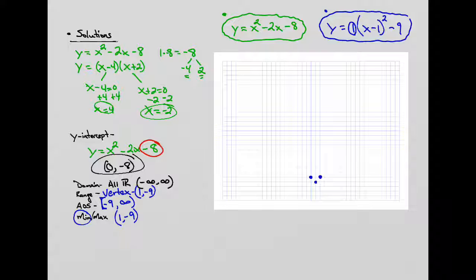And then I know my solutions in this case too. I have a solution at x equals 4. So I'm going to have an x-intercept at 4 over 0 up. So 1, 2, 3, 4, that point right there. And I'm going to have an x-intercept right here at a negative 2. So at negative 2 over 0 up. And this thing is going to be symmetrical. So all I need to do is sketch a graph using those points.